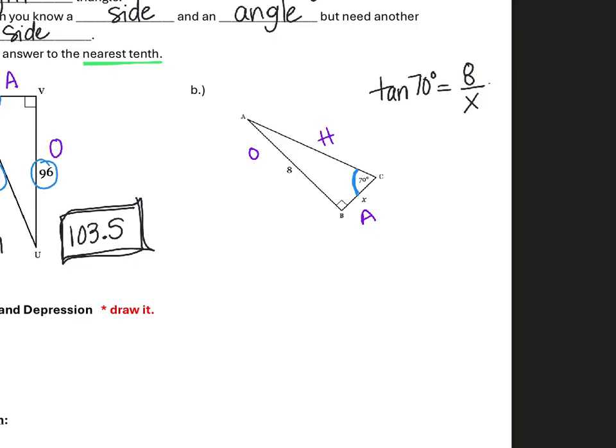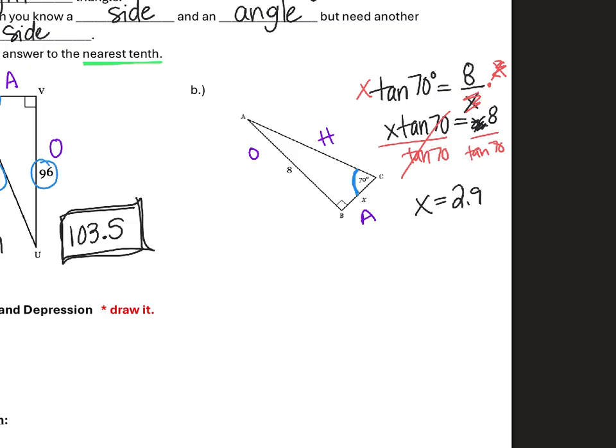And then just use algebra. To get rid of the x on the bottom, we multiply both sides by x. So we get x tangent 70 equals 8, and then divide both sides by tangent 70. Oh, sorry, this was supposed to be 8. Yeah, so x equals 2.911. To the nearest tenth would be 2.9.